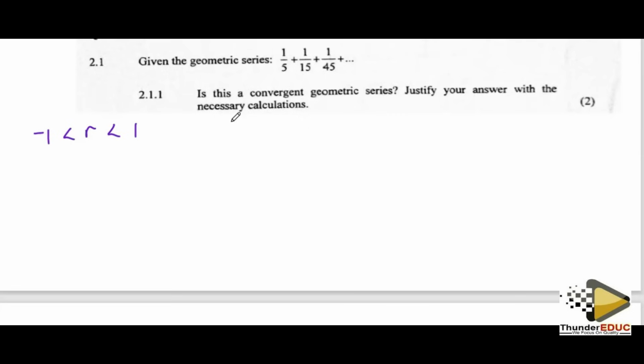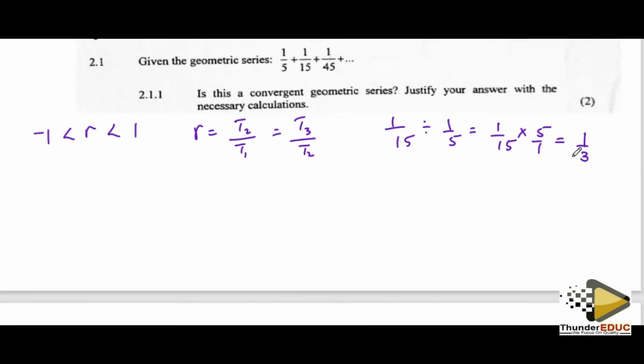So let's try to get the common ratio, where we know we get T2 divided by T1, or someone can still use T3 divided by T2. There's no problem. So that's going to be 1/15 divided by 1/5. Can just put this in the calculator just to be sure. But I'm getting 1/3 as my common ratio.